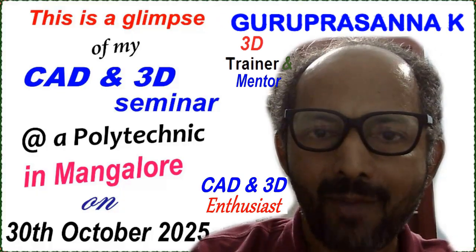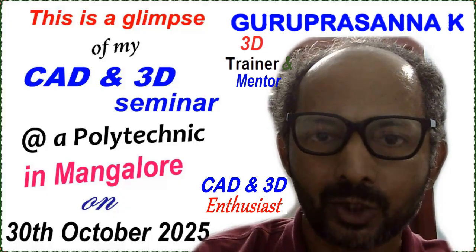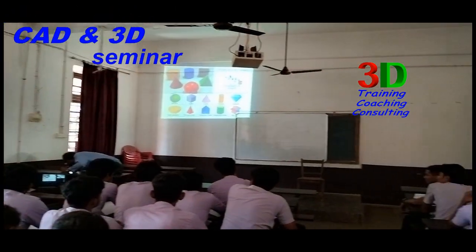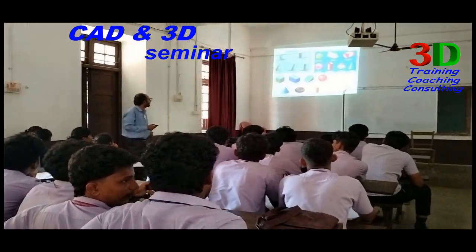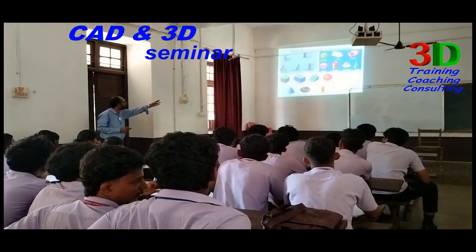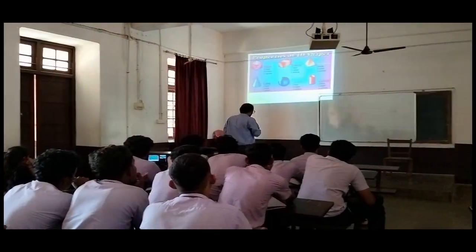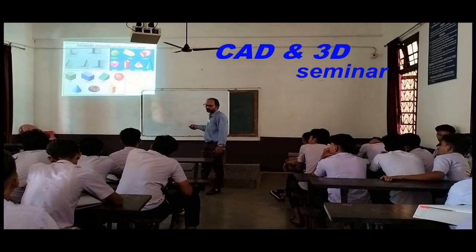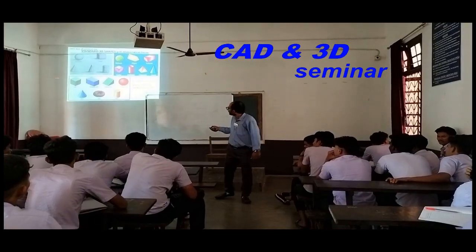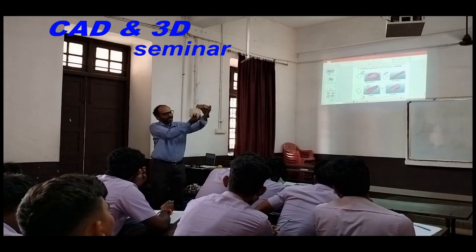This is a glimpse of my CAD and 3D seminar at a Polytechnic in Mangalore on 30th October 2025. See, these are all the standard shapes. Here: pyramid, cone, cylinder. This is a tire tube shape, a torus. Then, where can you find this shape? You can make this, or you can extrude like this.